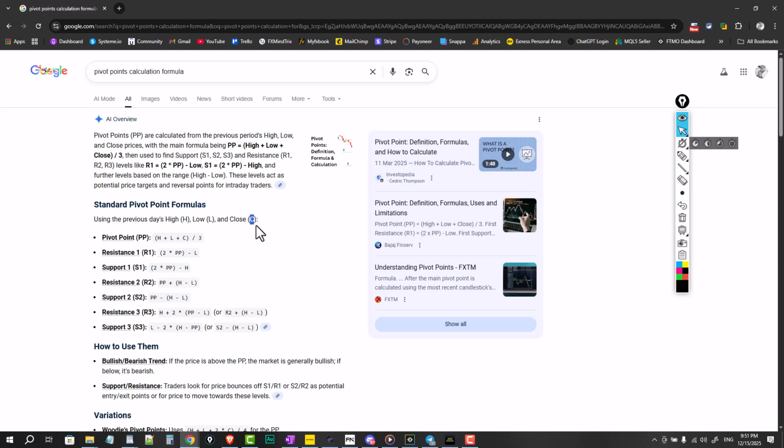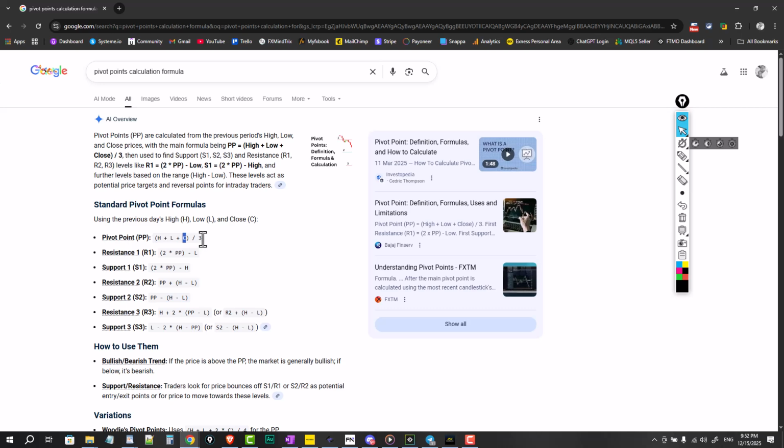So if you wanted to get the numerical value, the price level of the central pivot point, you're going to have to add the highest price of the previous day's candle to the lowest price of the previous day's candle and the closing price of the previous day's candle, and then whatever resulting value you get from this, you divide that by 3. And when you do that, the resulting number is going to be the value for your central pivot point.